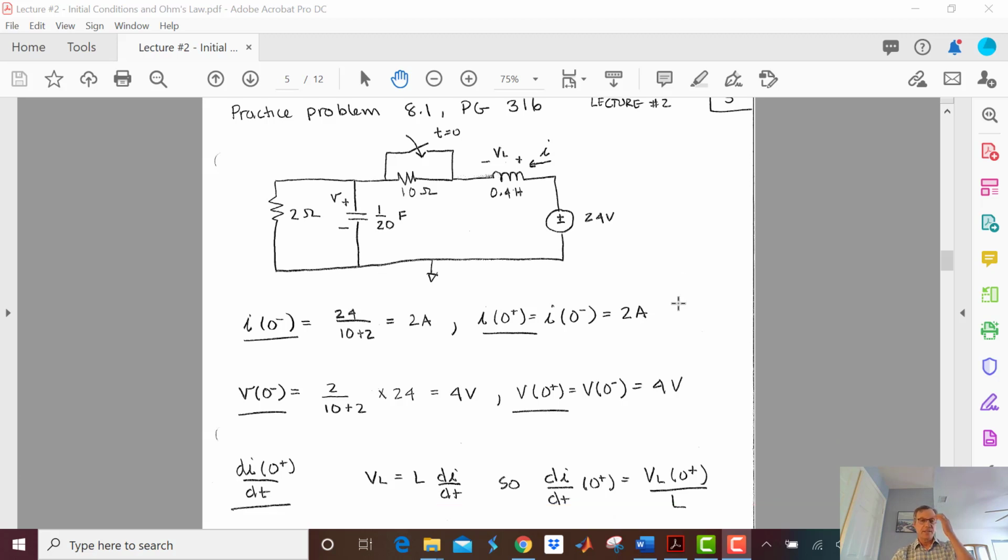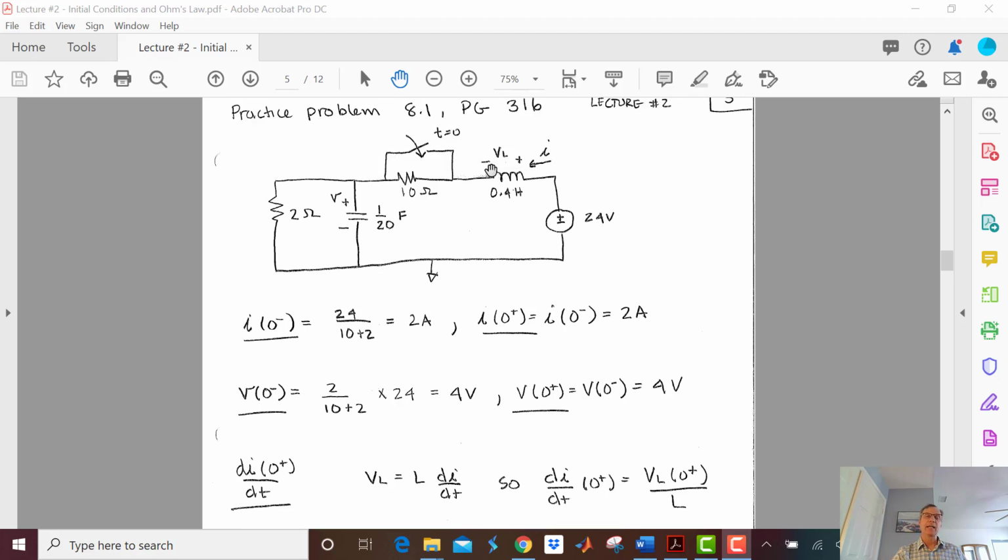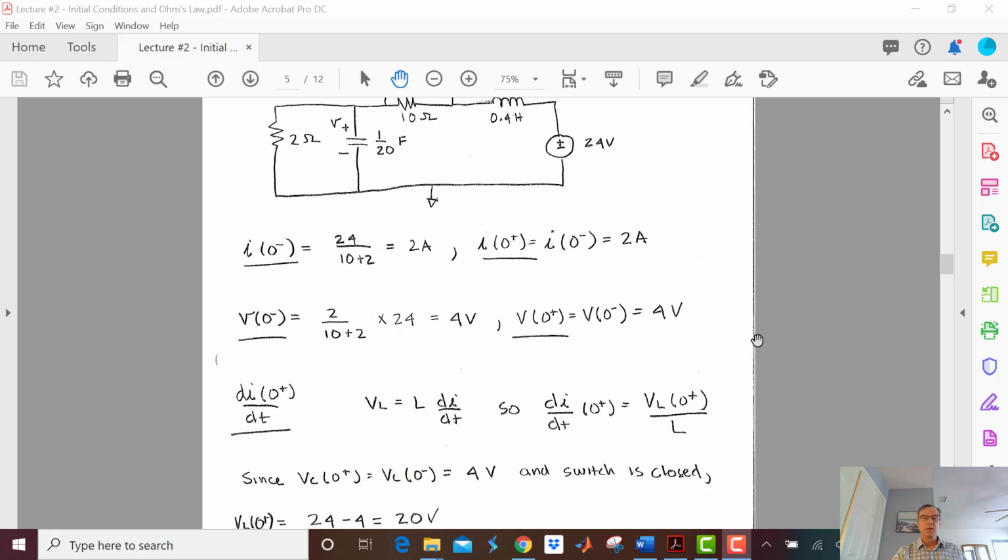Now let's get di/dt at t equals 0 plus. I'm going to use the formula V equals L di/dt, because my I is going right through my inductor. So di/dt is equal to V sub L at 0 plus divided by L. To get that, I need V sub L.